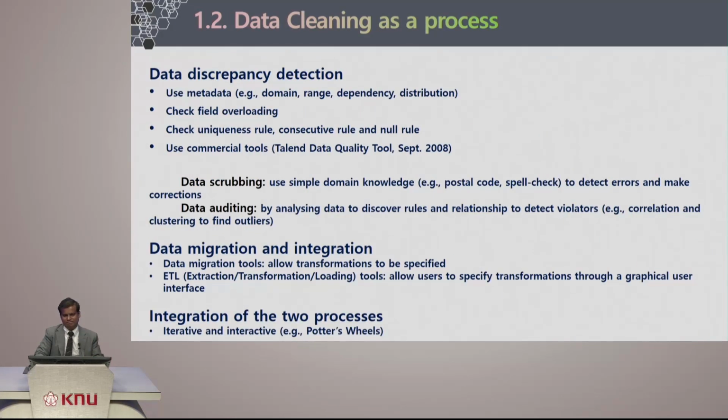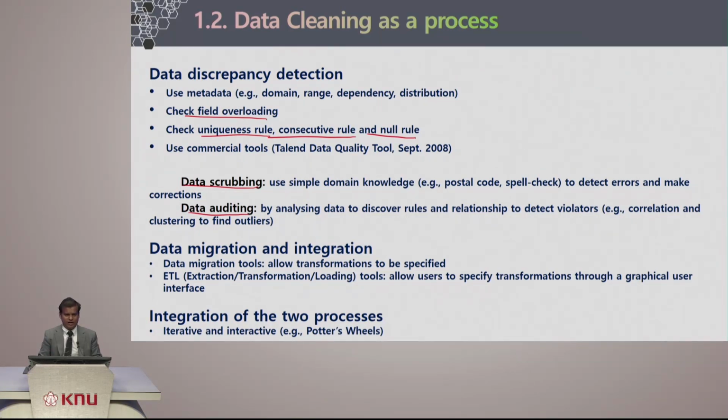These are simple methods to handle noisy data. Data cleaning as a process: we can think about data discrepancy detection. So for example, you can check the field overloading, check uniqueness rules, consecutive rules, and null rules for data discrepancy, and data scrubbing and data auditing. Data scrubbing is just like sometimes you already know some given information. For example, you already know the postal code, so you can use the postal code to detect the error and make corrections when needed.